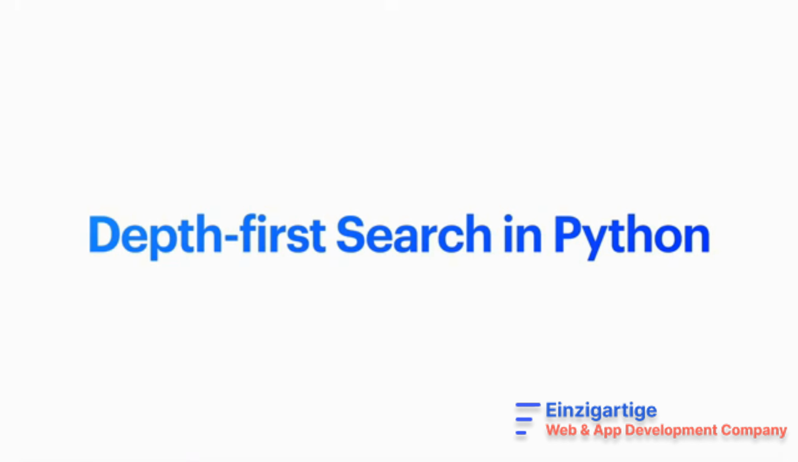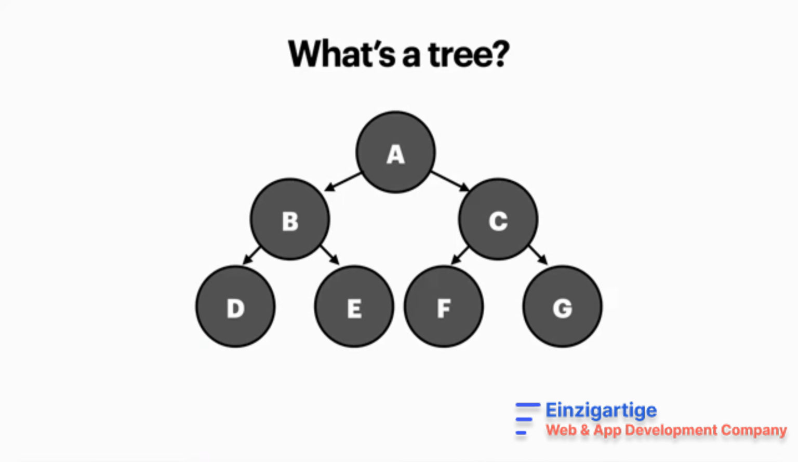In this video, we're going to be learning how to implement depth-first search in Python. So depth-first search is a way of traversing a tree, going from top to bottom. For anyone who doesn't know, a tree is just a collection of nodes. As we can see here, we have nodes A, B, C, D, etc.